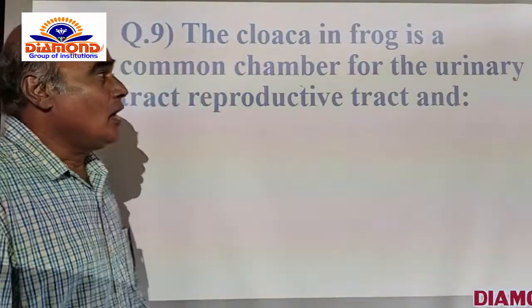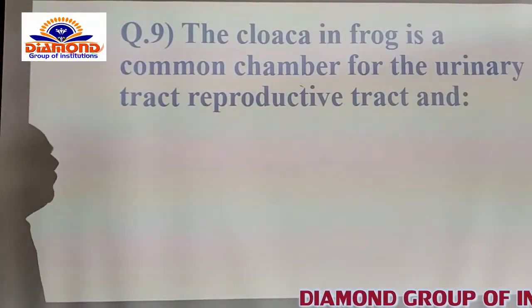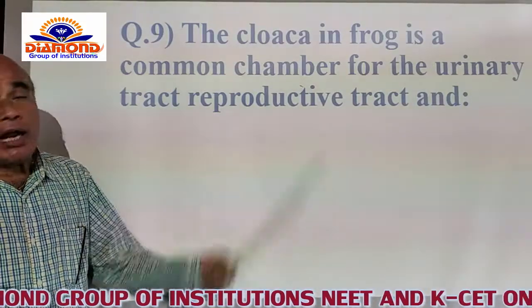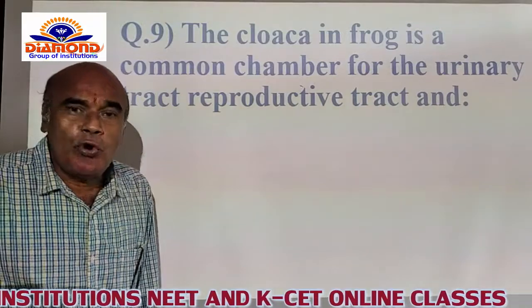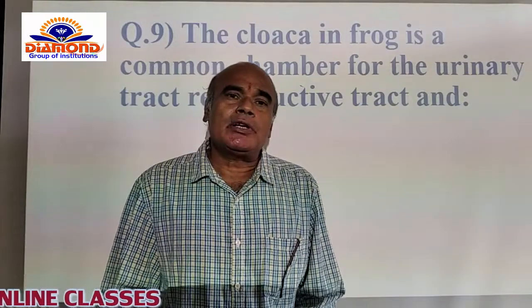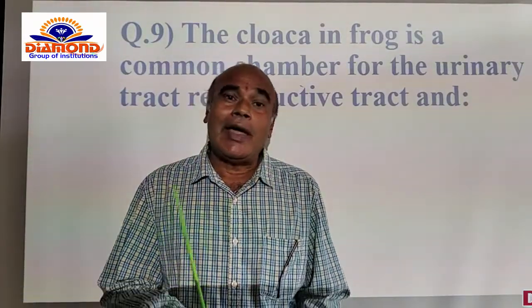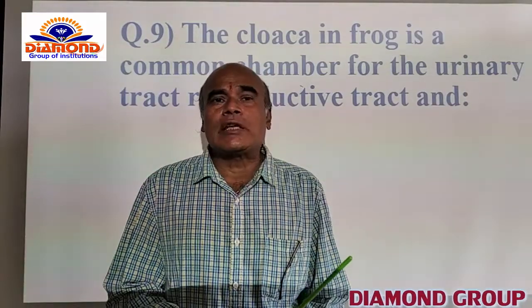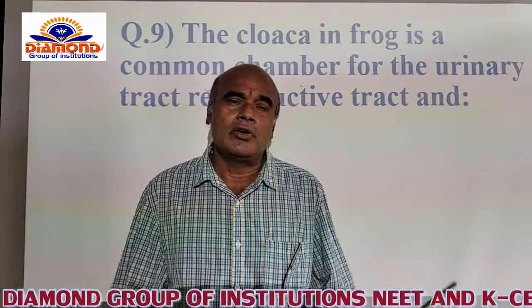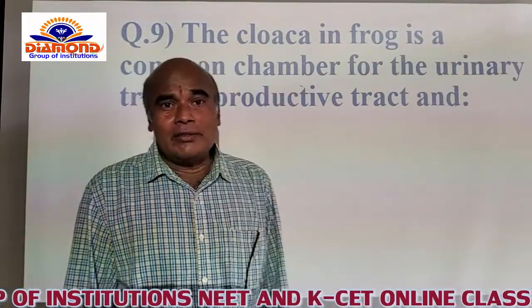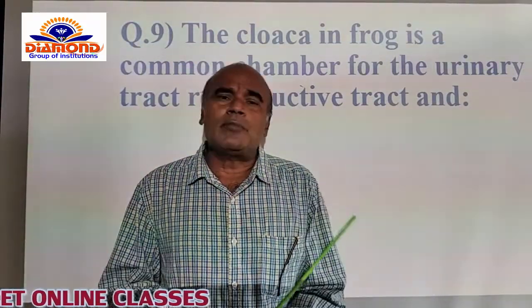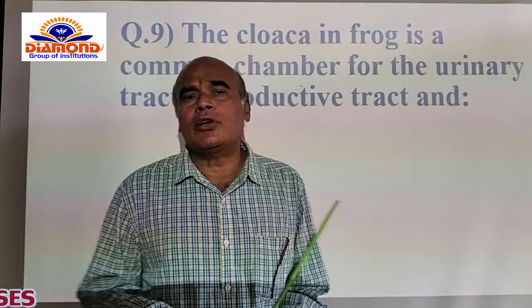Now we go for another question. The cloaca in frog is a common chamber for the urinary tract, reproductive tract, and another system also opens into the cloaca. There is a little difference between cloaca and anus. The terminal part of the alimentary canal is also called the anus. The anus exclusively excretes the undigested food particles of the digestive system or alimentary canal. In addition, the cloaca is also a terminal part of the alimentary canal, which is confined to some organisms like amphibians and others.